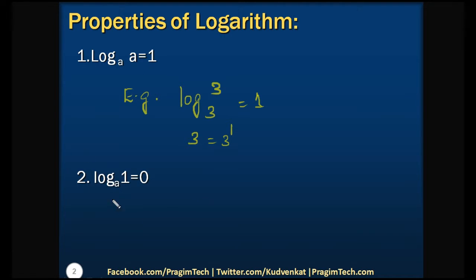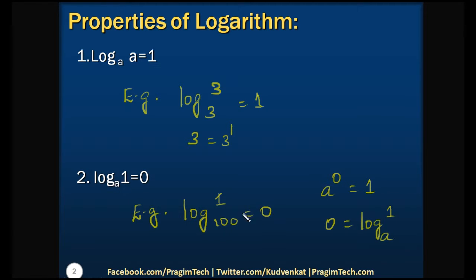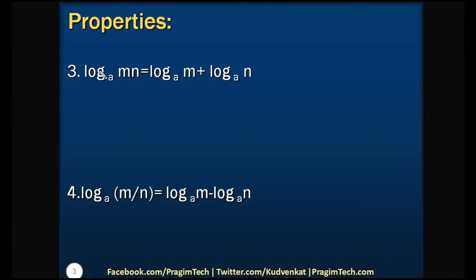Let's look into the second property. As you know that in indices, we discussed any number to the power 0 is always equals to 1. From the transformations, we can say that 0 will be equals to logarithm of 1 to the base a. Right? So that's the reason logarithm of 1 to the base a is equals to 0 irrespective of its base value. If you consider example, logarithm of 1 to the base 100 also equals to 0. Right?